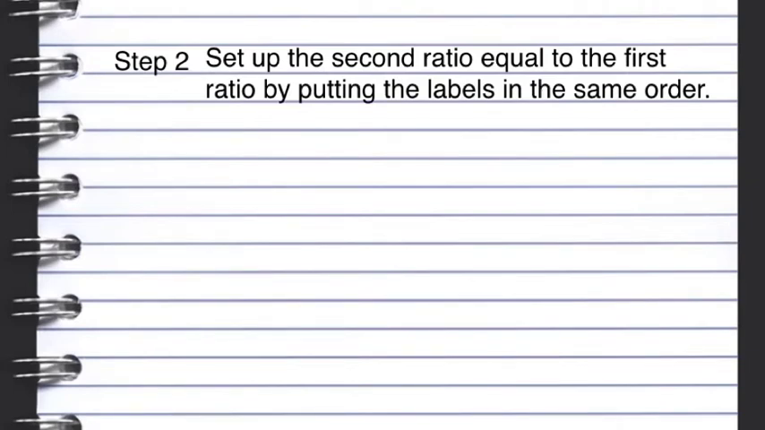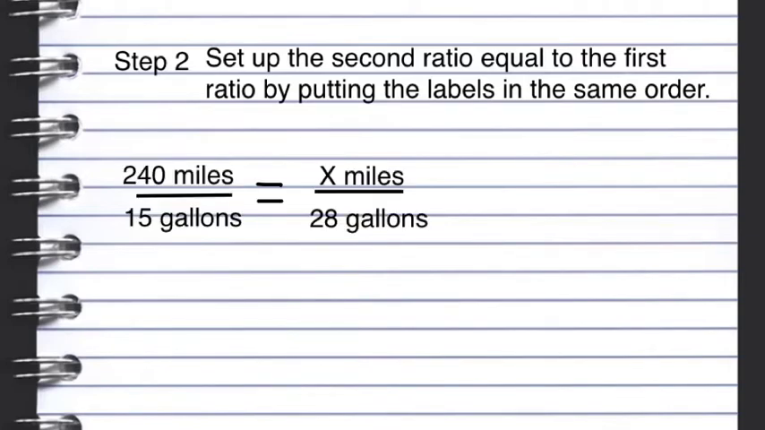Okay, now our second step is going to be to set up the second ratio equal to the first ratio, so we're going to use an equal sign, and we're going to put the labels in the same order as our first ratio. Okay, so now you can see that I've set this equal. I have miles on top and gallons on the bottom for the first ratio. So I also have miles on top and gallons on the bottom for the second ratio. I've used X as our unknown because we're trying to find how many miles we would be able to go on 28 gallons of gas.